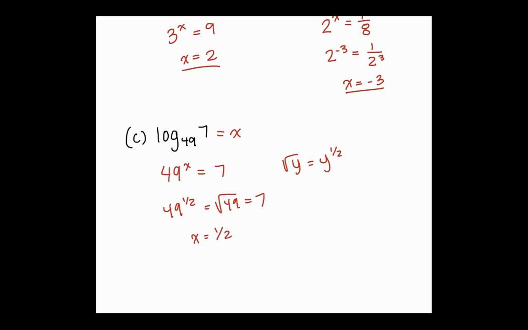We could have also done this the same way we did our equations last time, where I could have said, well, 49 is 7 squared, so I can say this is 7 squared to the x equals 7, 7 to the 2x equals 7 to the 1, which means 2x equals 1, or x equals 1/2. So either way works, using what we know about square roots and their exponents, or doing this the same way we solved exponential equations on Thursday. Any questions about evaluating some simple logarithms?